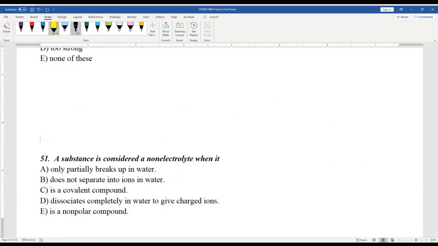So let's say if I have an equation like this, okay? Let's say I have, I don't know, copper.